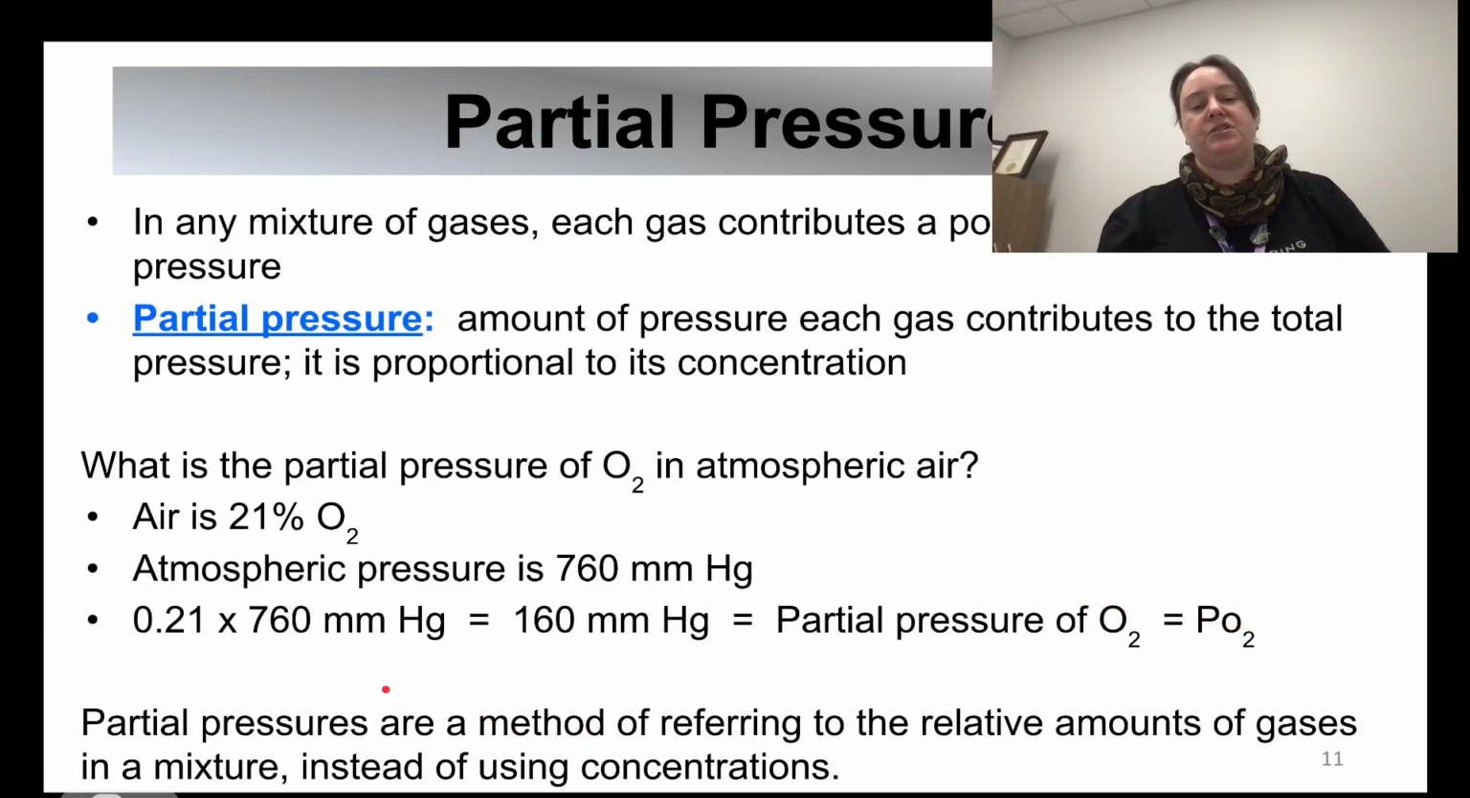Partial pressure is a method of referring to the relative amounts of gases in a mixture instead of using concentrations, like 21%.